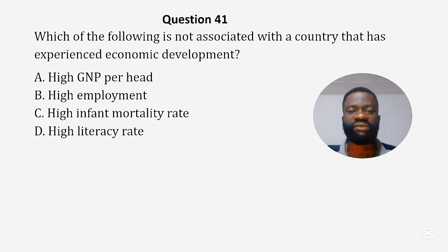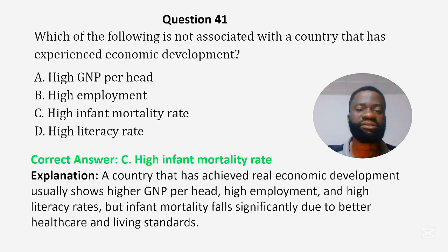The correct answer is option C. High infant mortality rate. A country that has achieved real economic development usually shows higher GNP per head, a high employment rate and a high literacy rate, but infant mortality falls significantly due to better healthcare and living standards. So high infant mortality rate is the odd one out of these options. So option C is the correct answer.